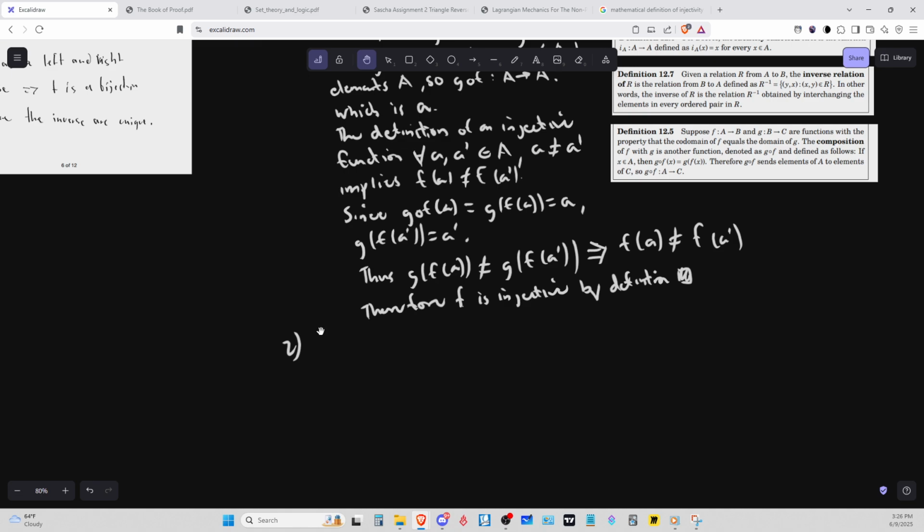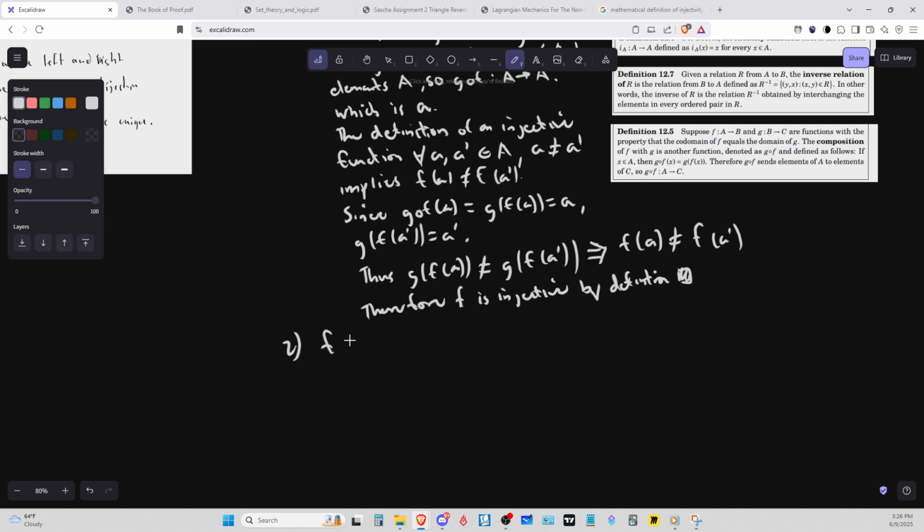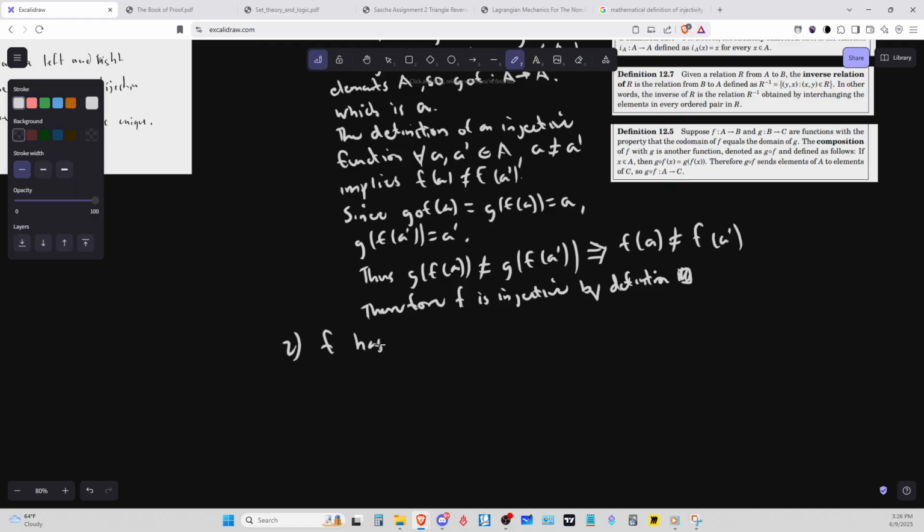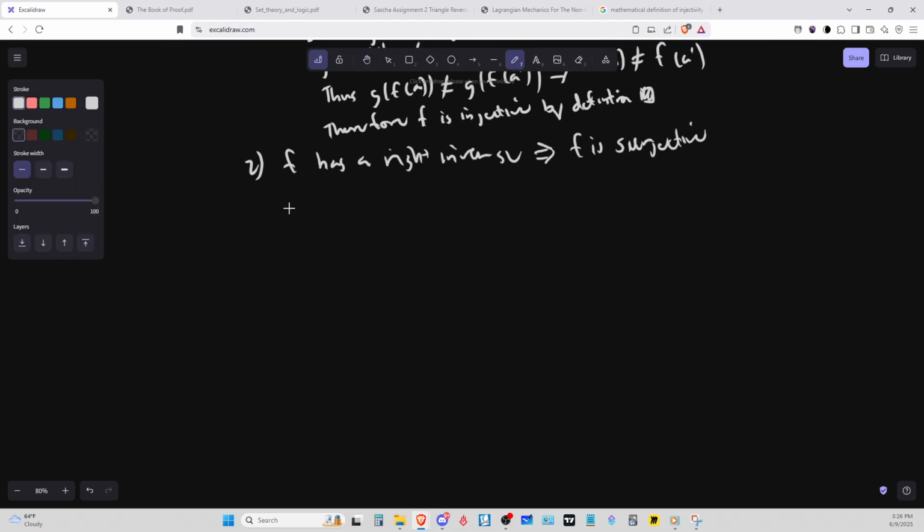Okay, so let's just write this. f has a right inverse implies that f is surjective. Sorry, not subjective, surjective. Proof.